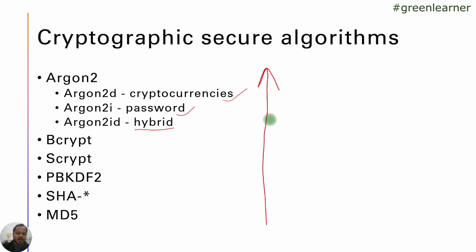So use this Argon 2, then bcrypt, then scrypt, and then accordingly. Okay. So these are some of these ones. If you want the detailed knowledge, there are Wikipedia pages and other related links on Google that you can find, and you can go and read more about this.